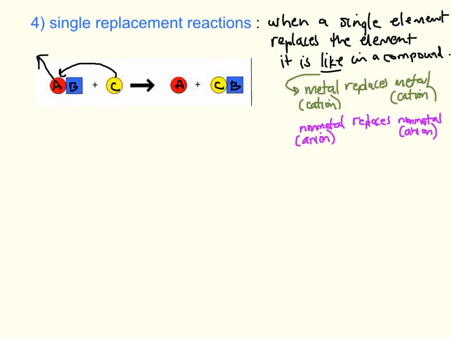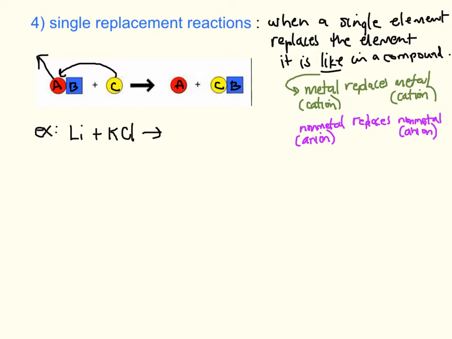And so I don't know if you noticed that in my definition I said that a single replacement reaction is when a single element replaces the element that it is like in a compound. So what I mean by that is, if that single element is a metal or a cation, it is going to replace the metal or the cation in the compound, because cations are like other cations, so metal replaces metal. Or if that single element is a nonmetal or an anion, then it is going to replace the anion in the compound, because nonmetals are like other nonmetals.